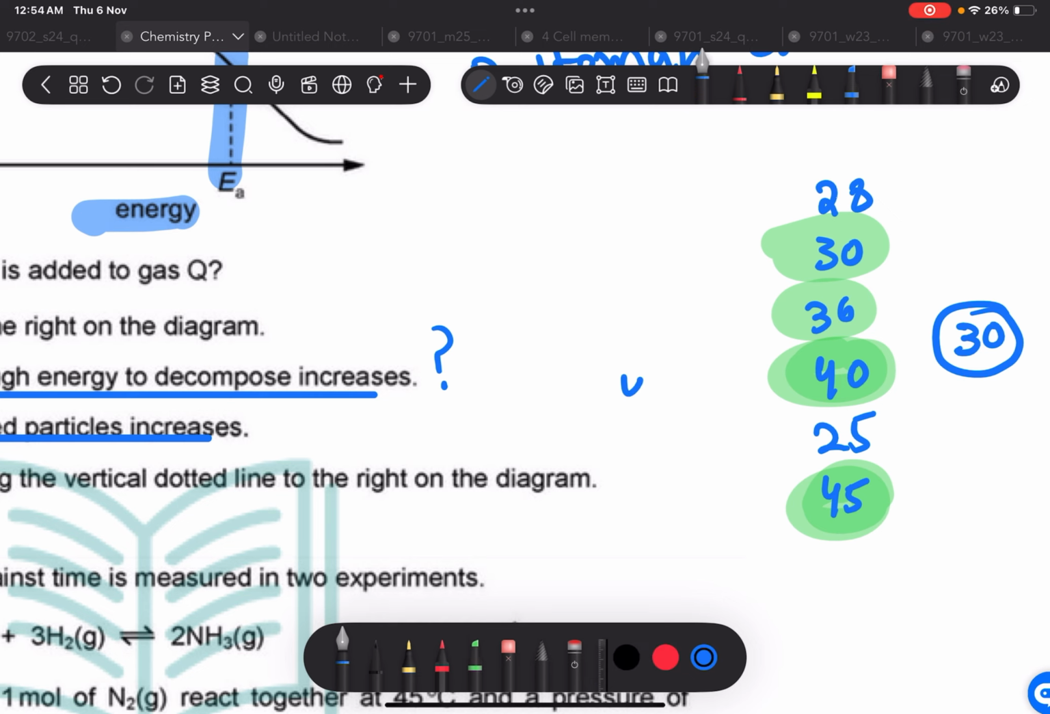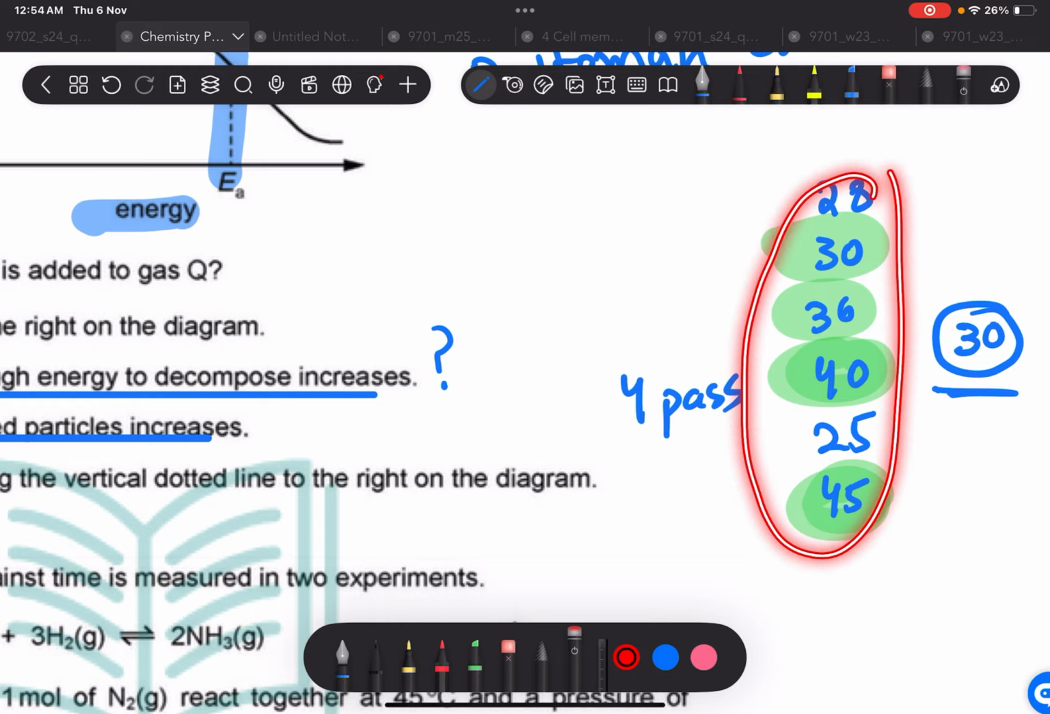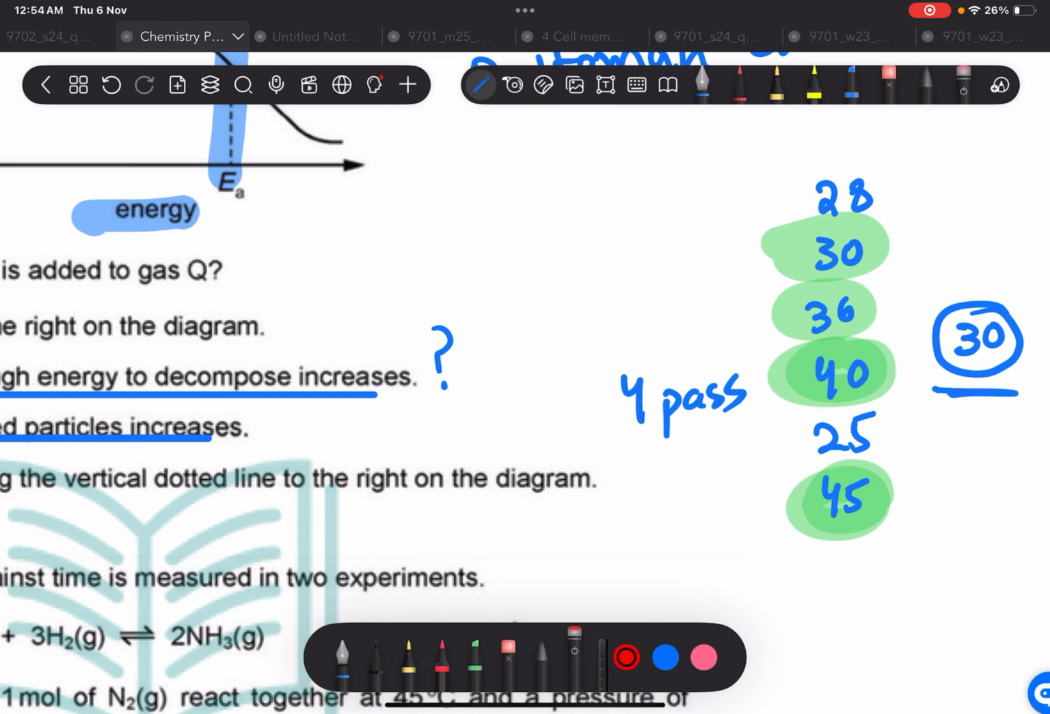Now 4 people will pass the test. Before that, only 2 people were passing the test when 40 was the passing marks. Catalyst lowered the passing marks. It did not change the marks of the people. The marks are still the same: 28, 30, 36, 40, 45, 45, 40, 25, 45.